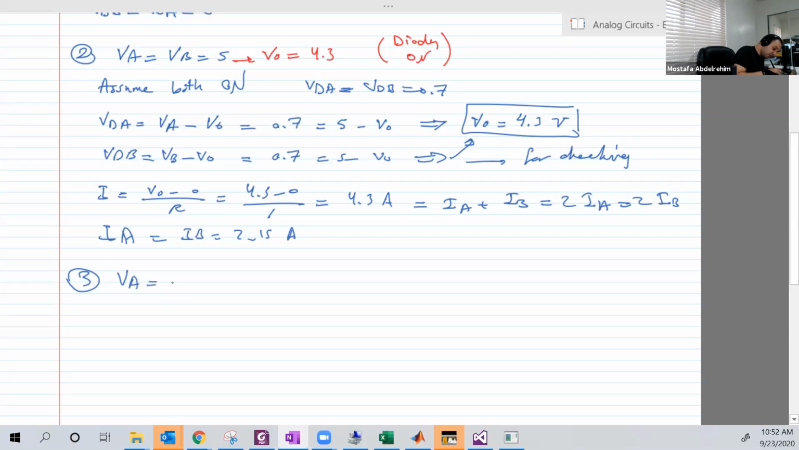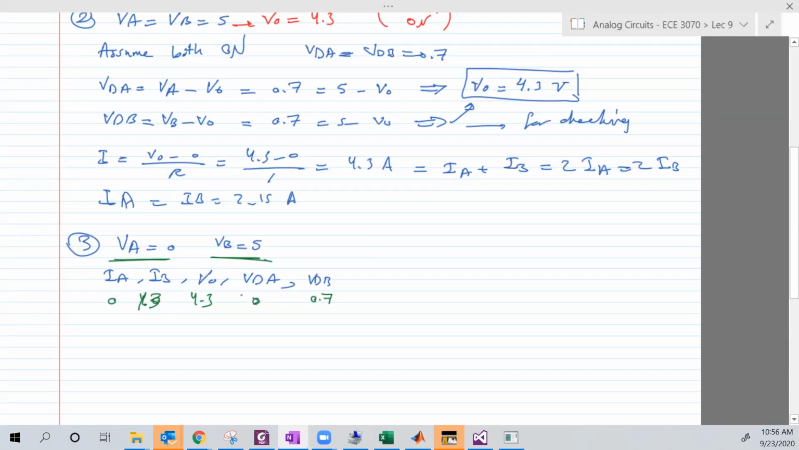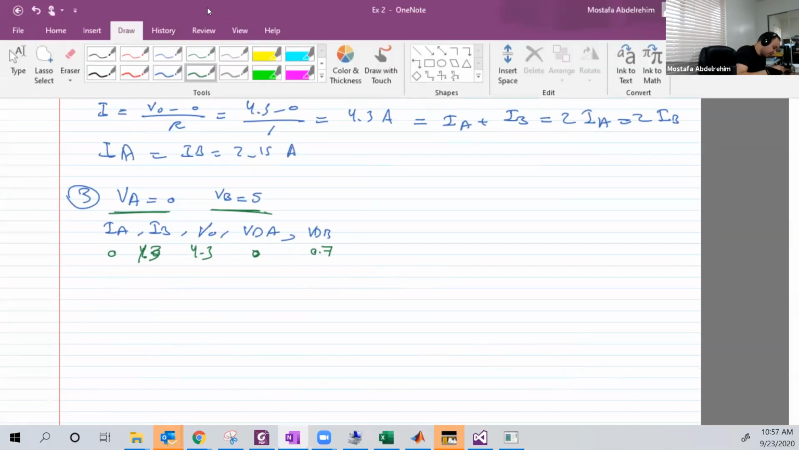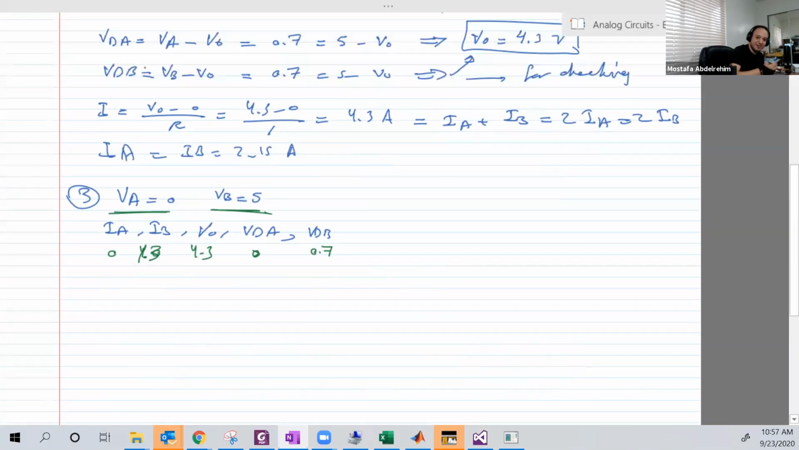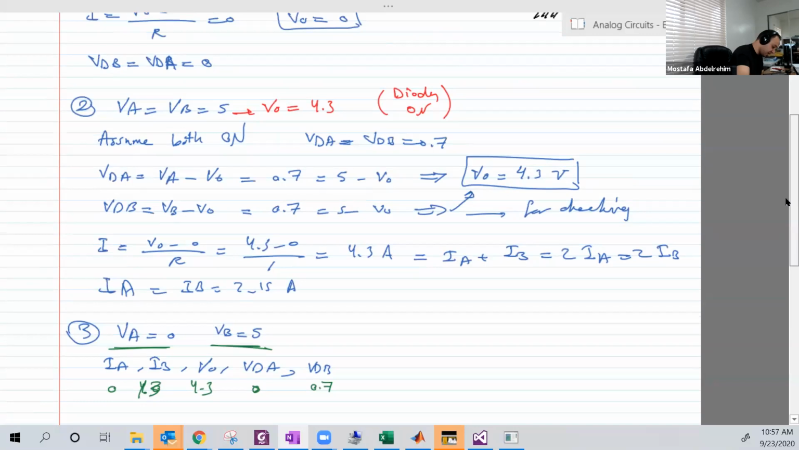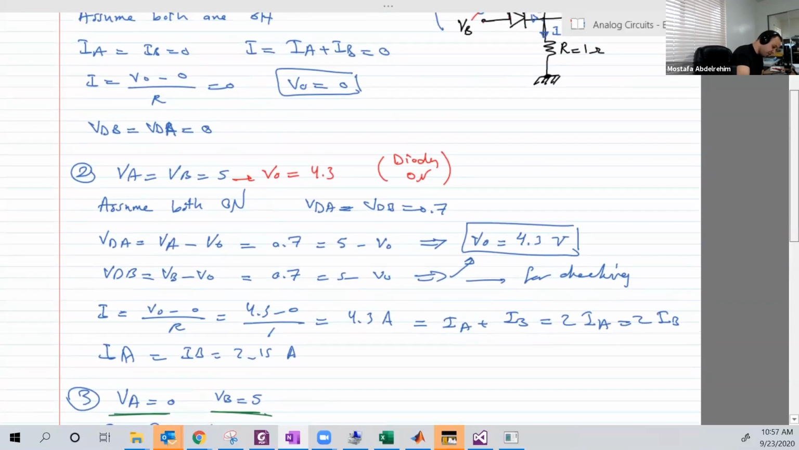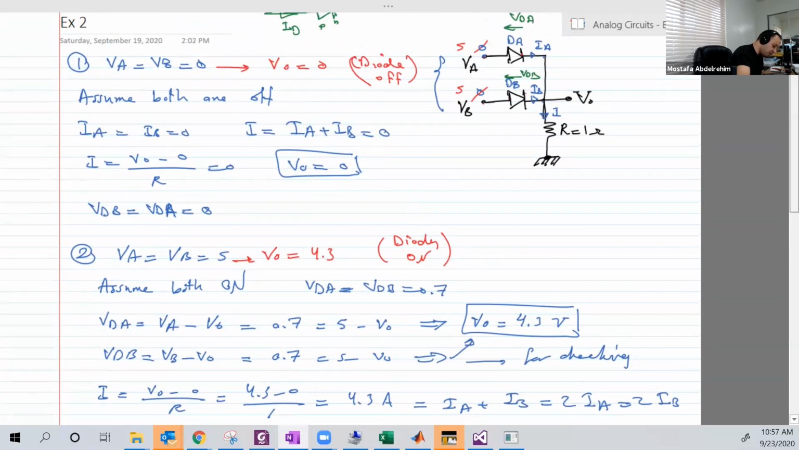VA is equal to 0 and VB is equal to 5. Let's see if this is right or wrong. I don't know. I will solve it with you. I have the solution in the notebook, but I will not look at it. So from A and B, we discovered that when we have 5, we have on. When we have 0, we have off.